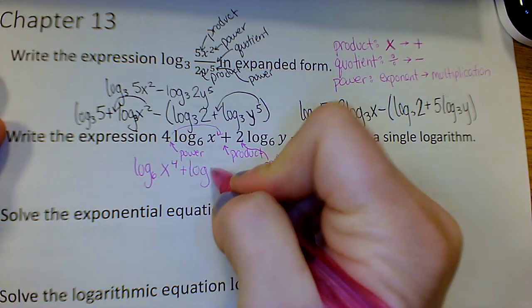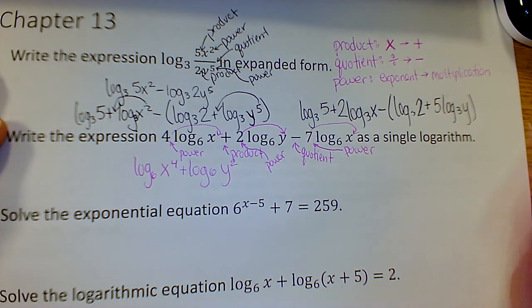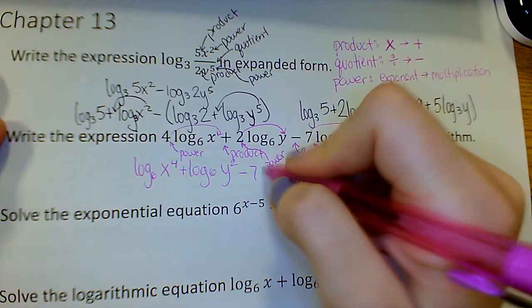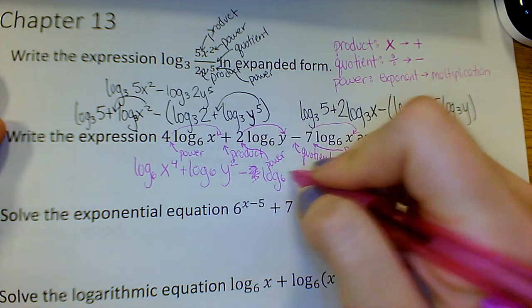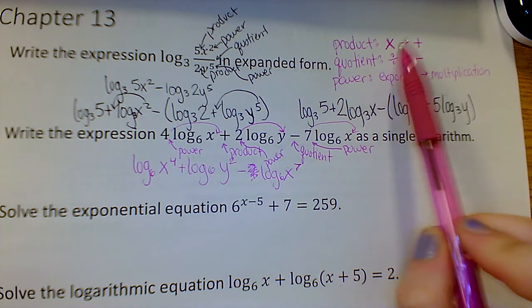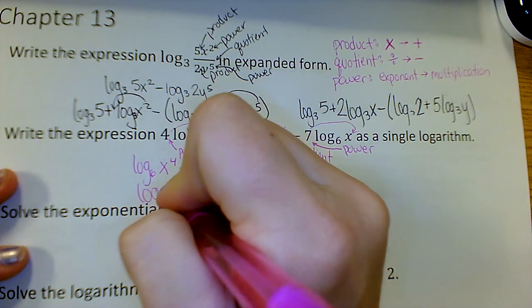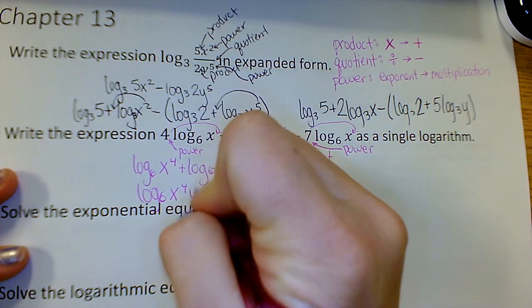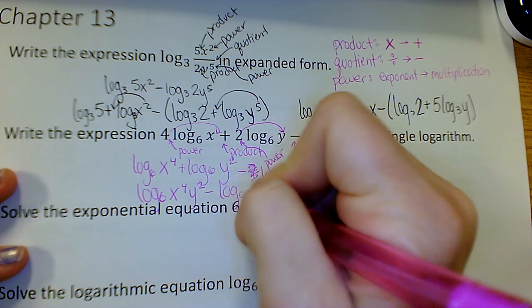Plus log base 6 y squared, because this 2 becomes an exponent on the y, minus 7 log base 6. Just kidding. We said we'd move that, didn't we? To an exponent on the x. Alright, and then moving from left to right, I'm going to take care of first the product rule, so that will turn into multiplication. So I've got log base 6 x to the 4th y to the 2nd, and I still have the other one.